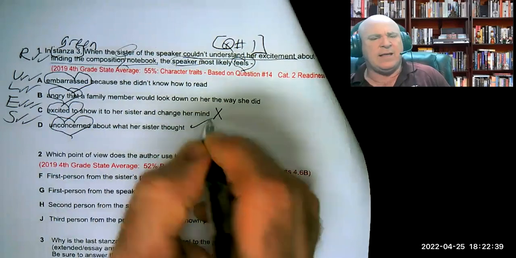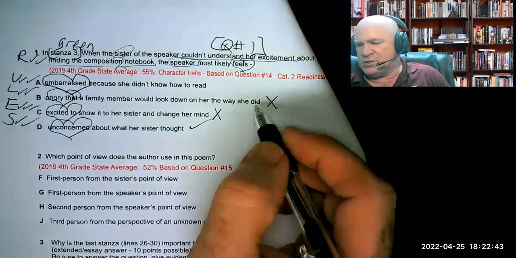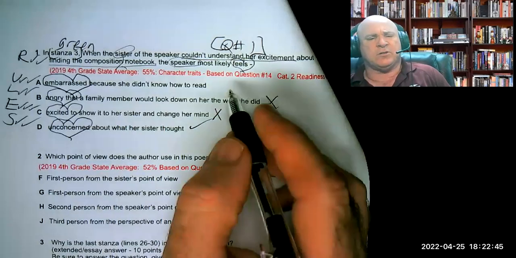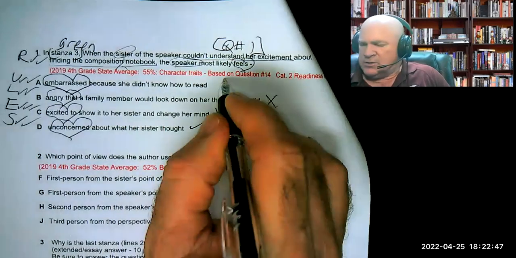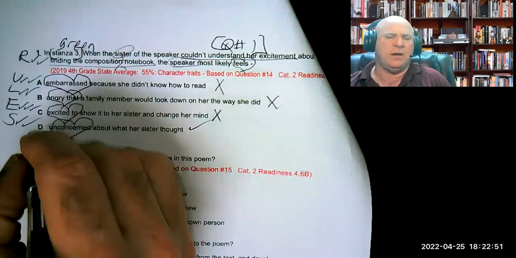She doesn't lash out. She doesn't say anything or do anything. She's not embarrassed. She doesn't turn red. She doesn't start crying, nothing like that. And so the best answer is going to be unconcerned, meaning I don't really care.